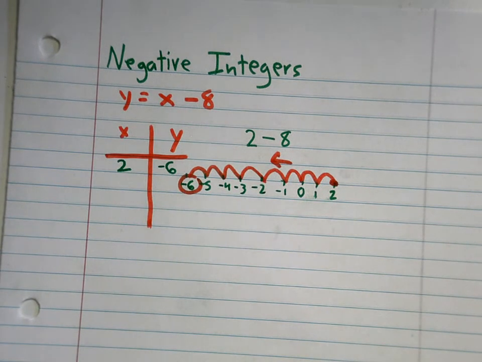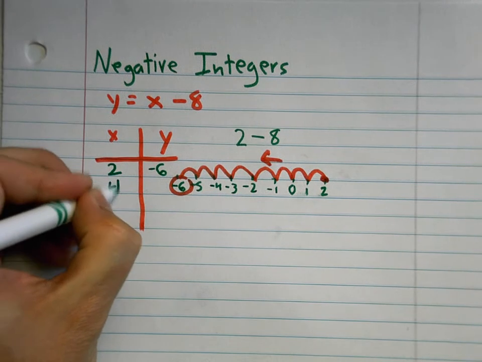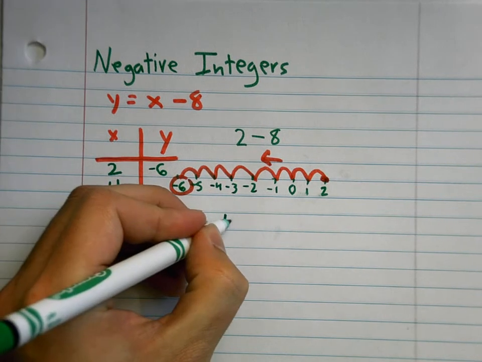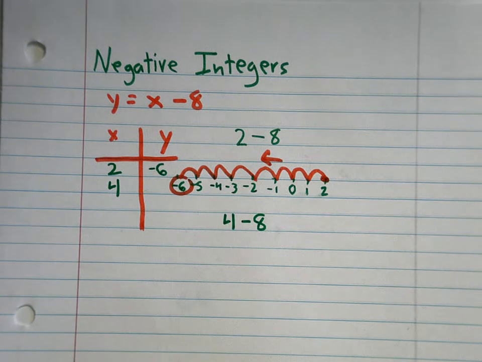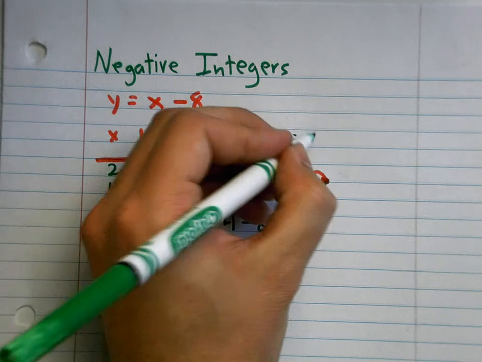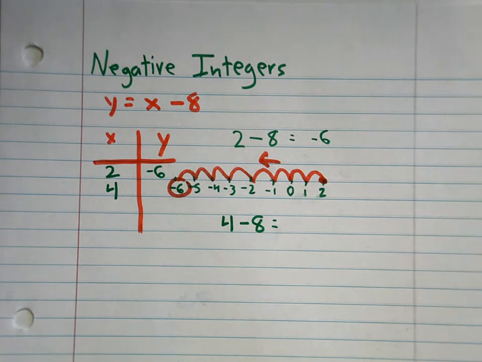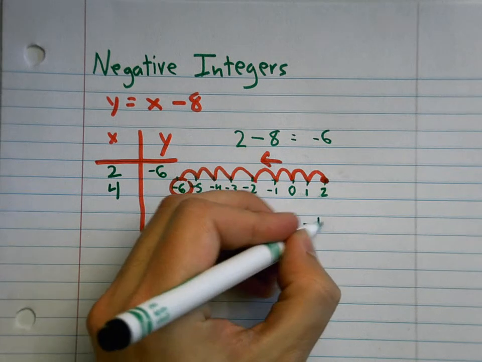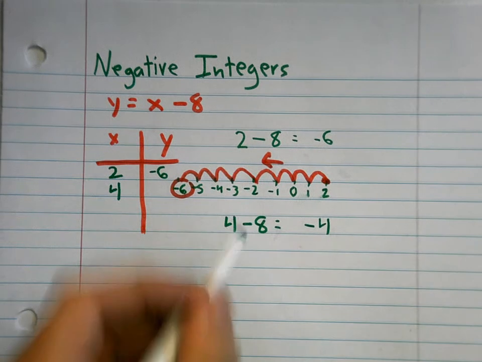I'm going to try one with, let's say, 4. Then I come over here and I go 4 minus 8. Okay. I'm going to try not to use a number line first. If I don't use a number line, what's 4 minus 8? -4. Okay, he said -4. One way I would know it's -4 because I'm subtracting 8, but I start with 4.